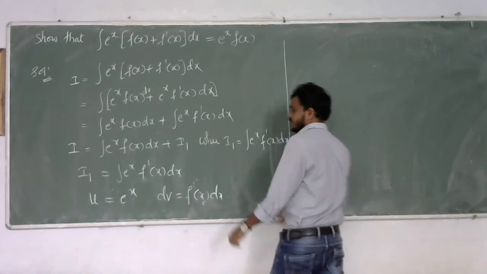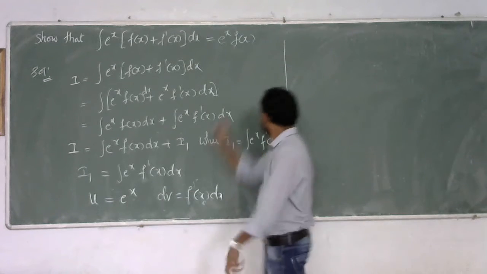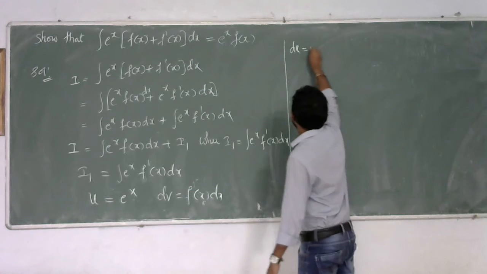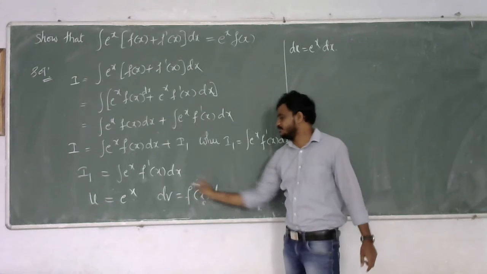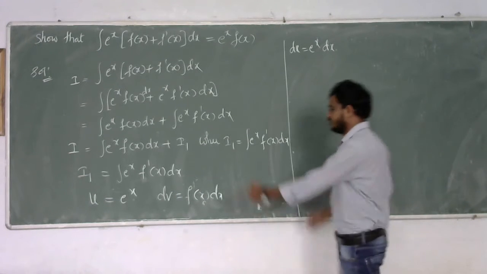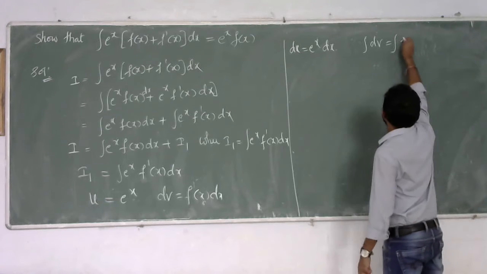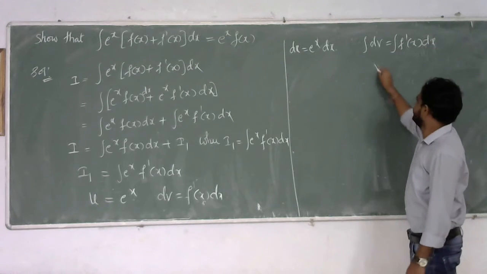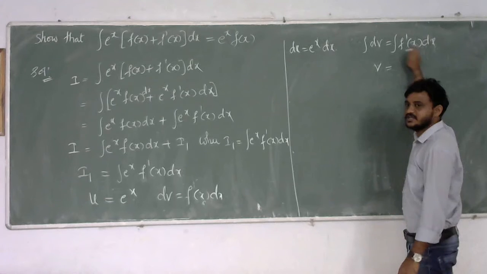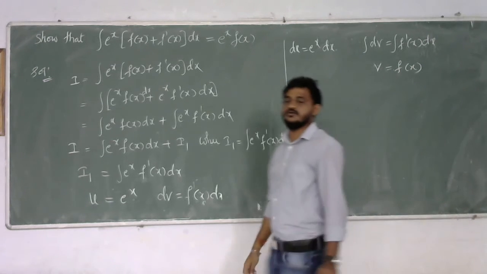So let us differentiate u with respect to x. So du equals e power of x into dx. Then from dv we have to find the v value, so let us integrate. Integral dv equals integral f dash of x into dx. So integral dv means v. The integration of f dash of x becomes f of x. That is the v value.